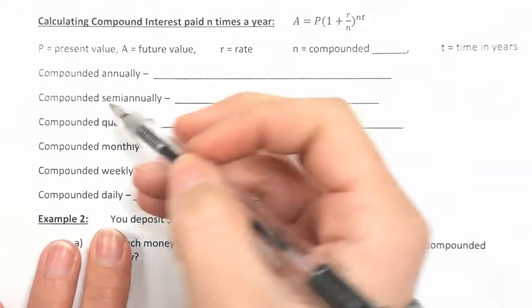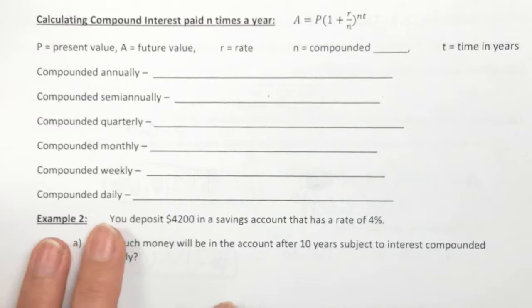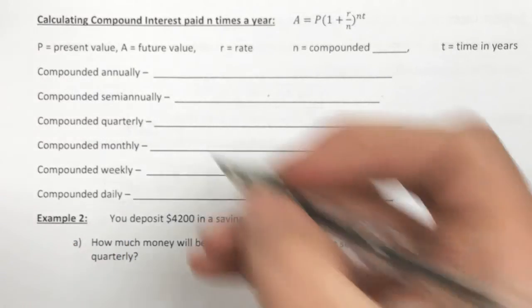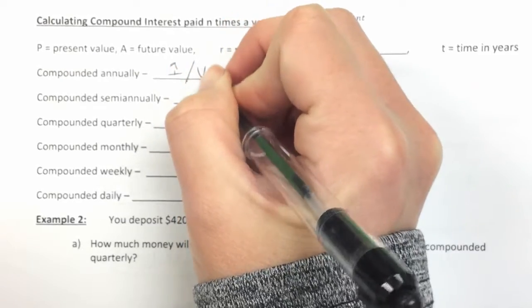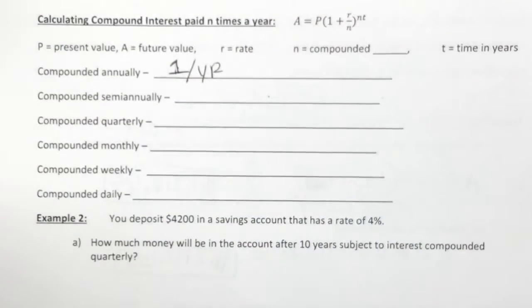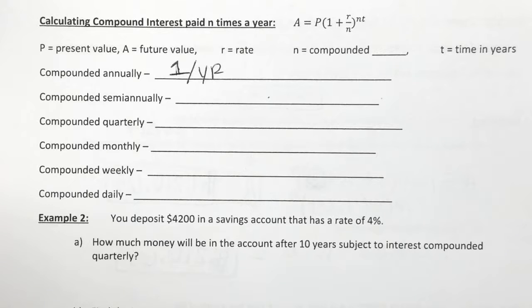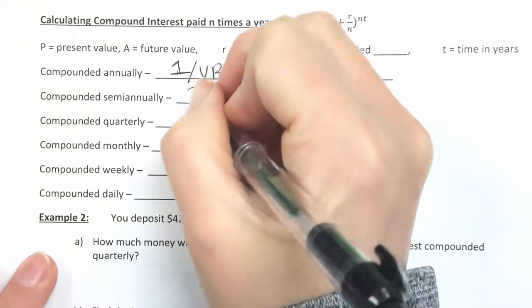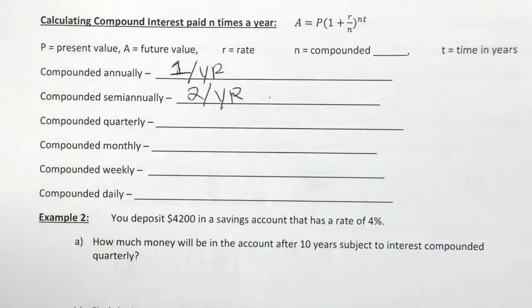So say if it was compounded annually, what does annually mean? In a year. So this would just be 1 per year. Go ahead and write that. So that means when they calculate your interest on your bank account, they'll do it once a year. If they do it semi-annually, what do you think that means? Twice a year, yeah. Twice in 1 year. What do you think quarterly means? 4 times a year. Think about quarterly, think about seasons, okay? So 4 times a year, 4 quarters.